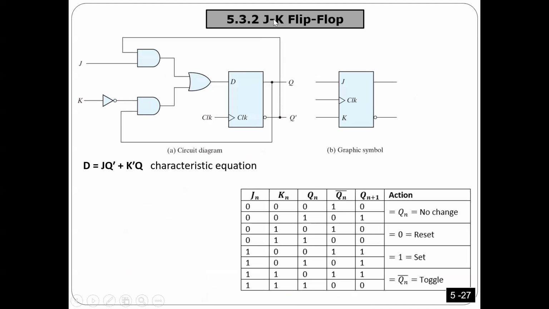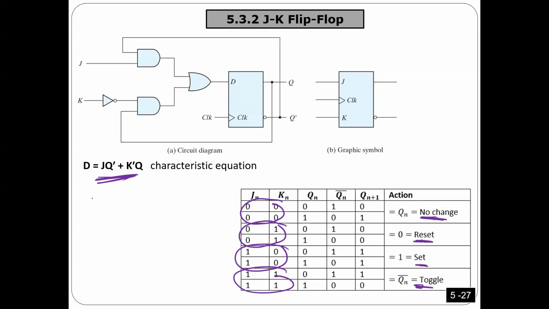Now I will go to the JK flip flop. How can we make it? I already explained how it works. As I told you, 0, 0 means no change. If J is 0 and K is 1, this is a reset. If J is 1 and K is 0, this is a set. 1, 1 means it's a toggle. Okay, that's how it works. This is the characteristic equation I told you about.